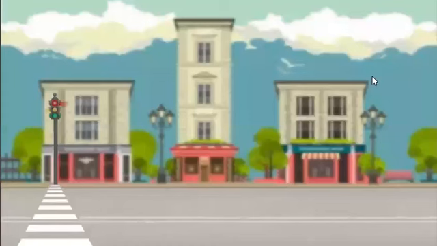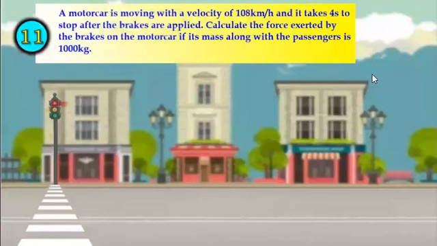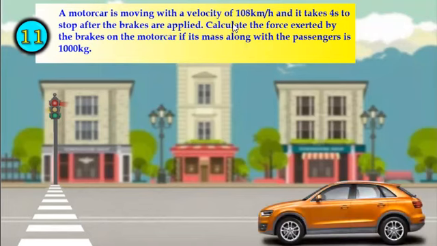Now look at here. Question number 11. A motor car is moving with a velocity of 108 kilometers per hour and it takes 4 seconds to stop after the brakes are applied. Calculate the force exerted by the brake on the motor car if its mass along with the passenger is 1000 kg. The passenger and the car weight together, mass is given as 1000 kg.